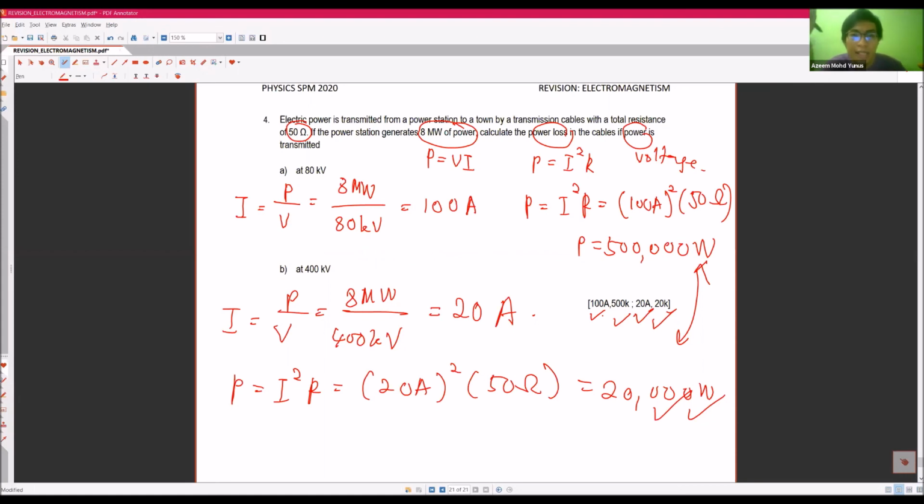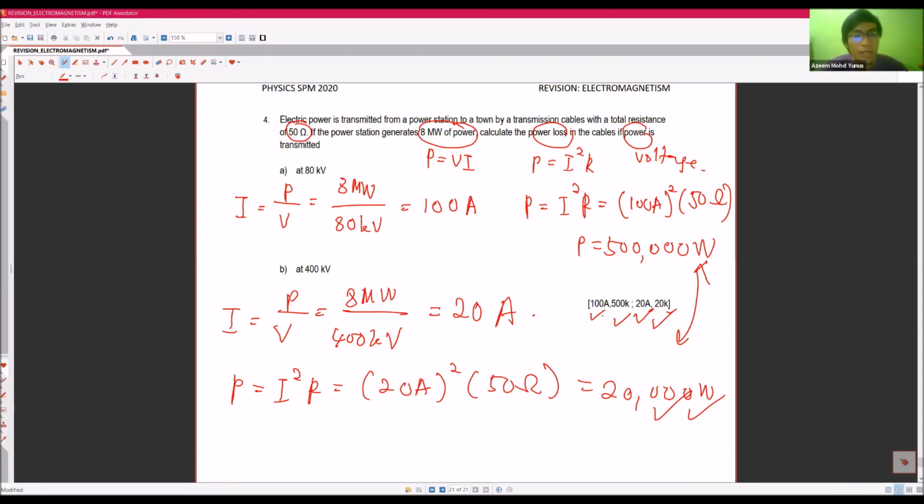And then you must understand why we need alternating current at the power station. Why do we need to produce alternating current? Because alternating current can be stepped up and stepped down using a transformer. That is the reason why alternating current is important. Why do we need to step up or step down? Because we want to increase voltage. Why do we need to increase voltage? Because we want to reduce current. Why do we want to reduce current? Because we want to reduce power loss. That's the end game over here, because we need to reduce power loss.